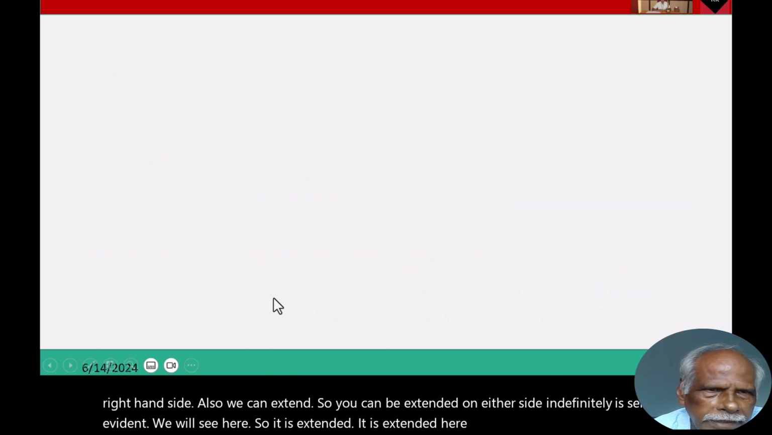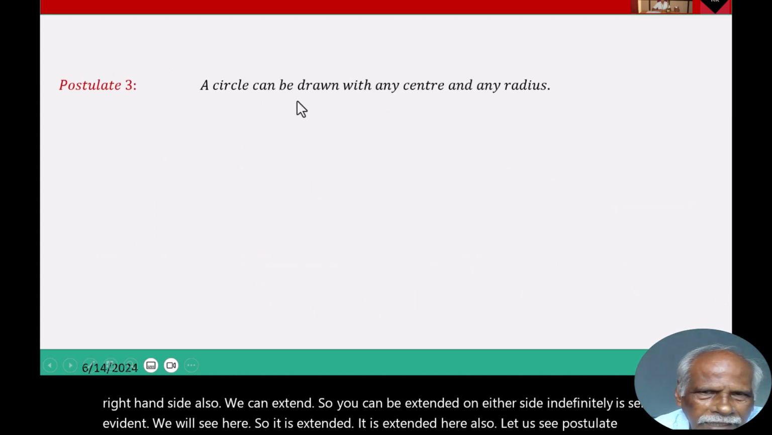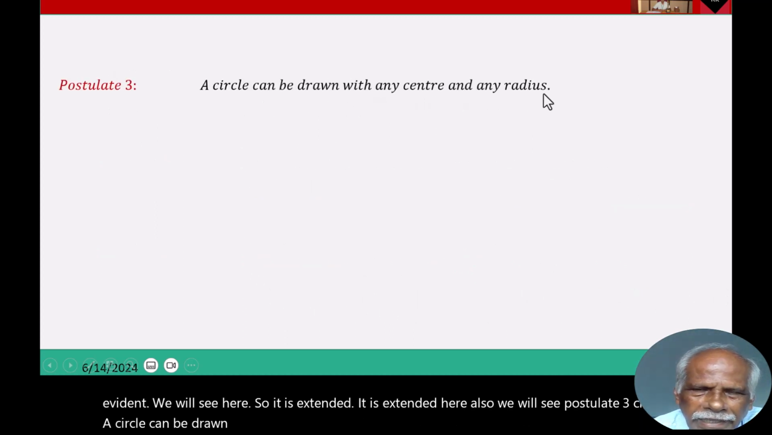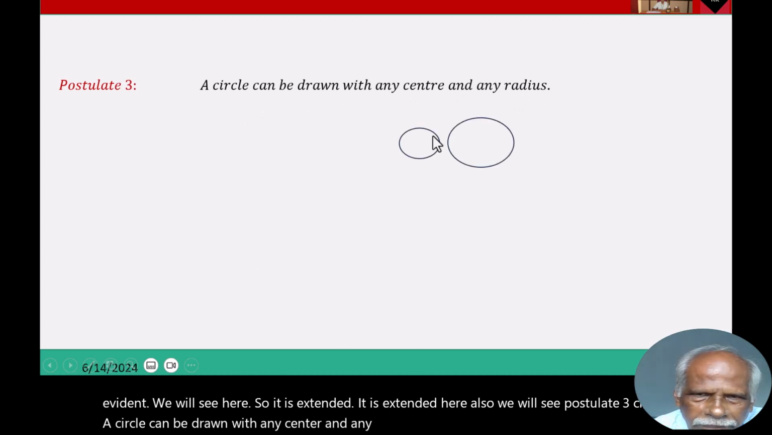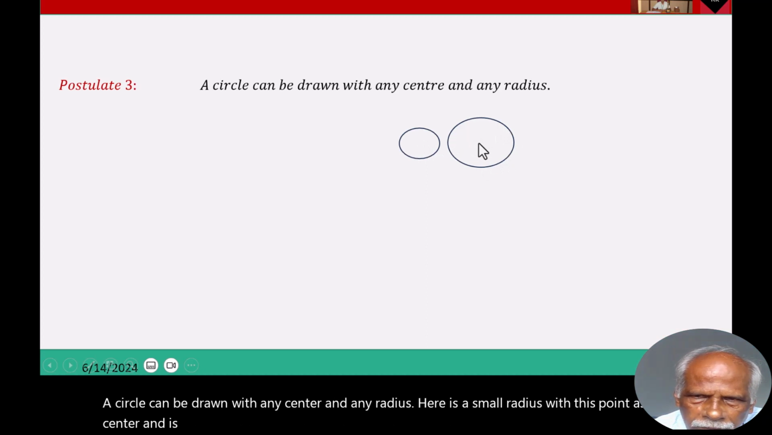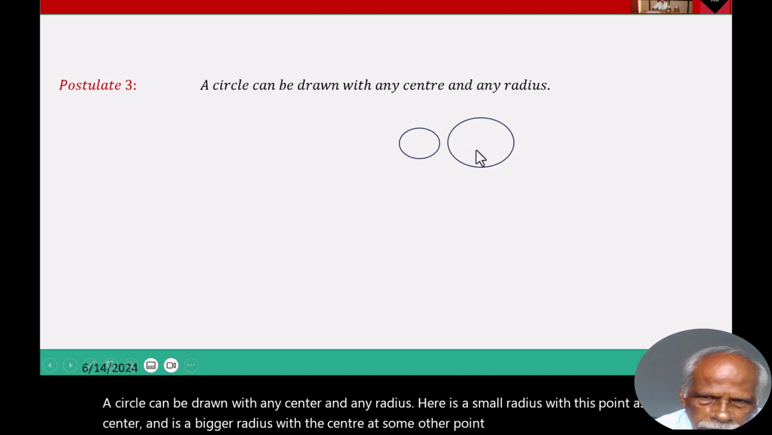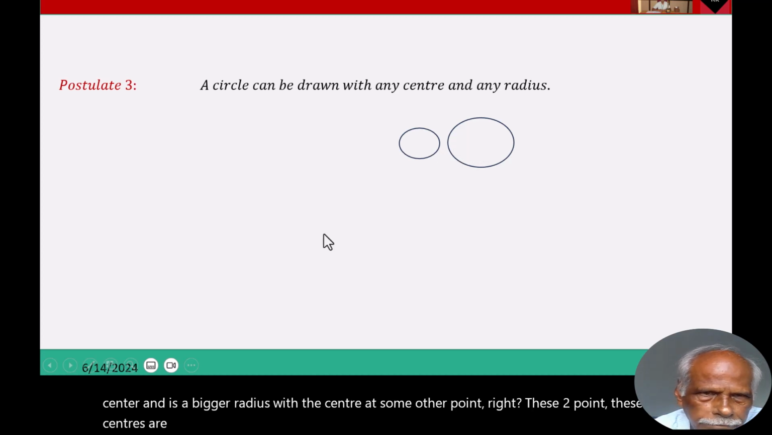We will see postulate 3. A circle can be drawn with any center and any radius. So here is a small radius with this point as a center, and there is a bigger radius with the center at some other point. Right? These two centers are not at the same position.